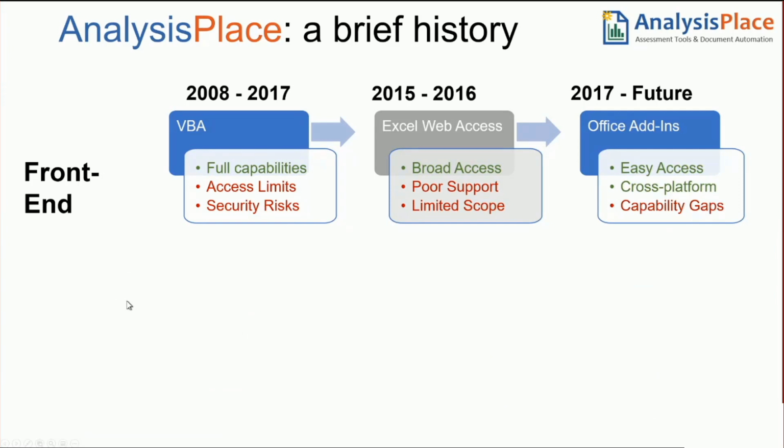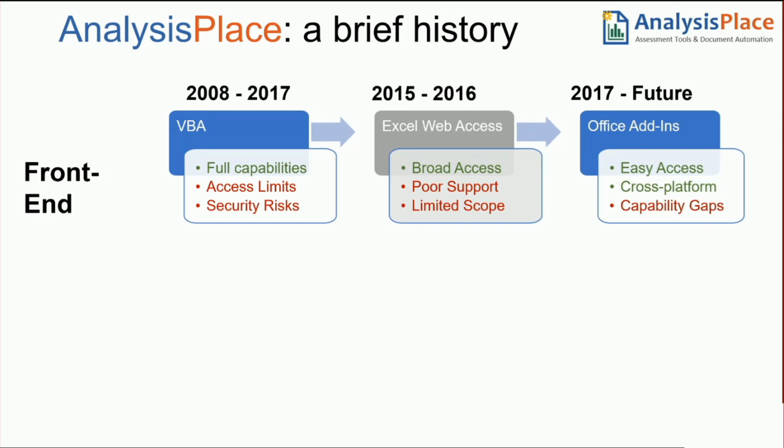And before I demonstrate our solutions, I'll just quickly show you a brief history of Analysis Place. Up until a couple years ago, our document automation solutions were primarily VBA focused. And VBA has some advantages in the sense that it's easy to develop and it has full capabilities, but there are some significant security risks. And because of that, companies tend to not be willing to download VBA workbooks and use them internally to do things like update Word and PowerPoint documents.